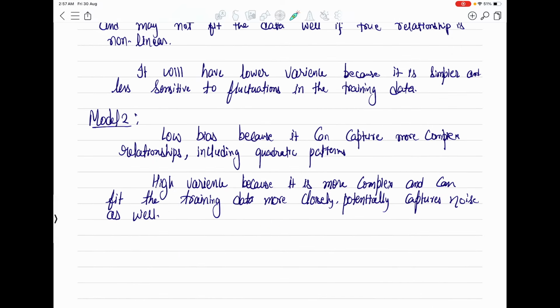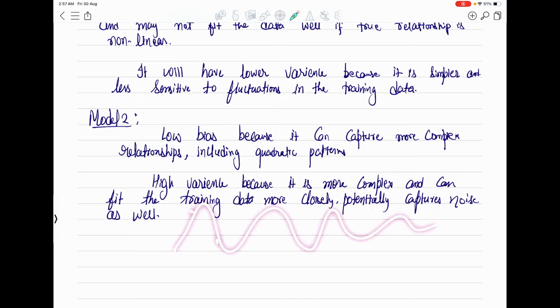Whereas model 2 is a polynomial model, which has low bias because it can capture more complex relationships, including quadratic patterns. For that reason it will have low bias. Whereas it will have high variance because it is more complex and can fit the training data more closely, potentially capturing noise as well.